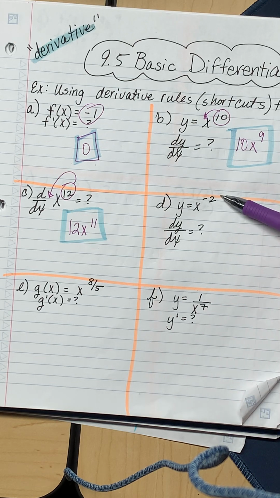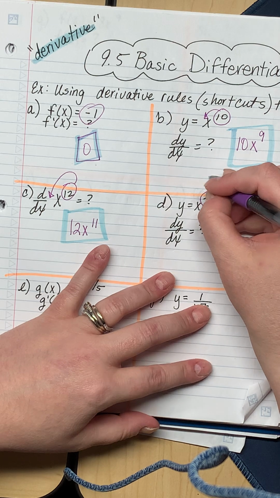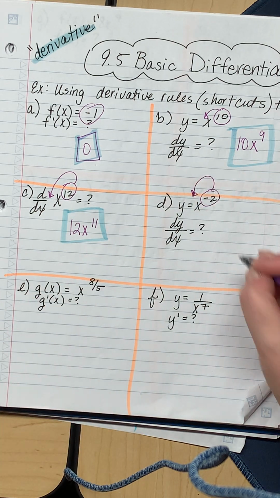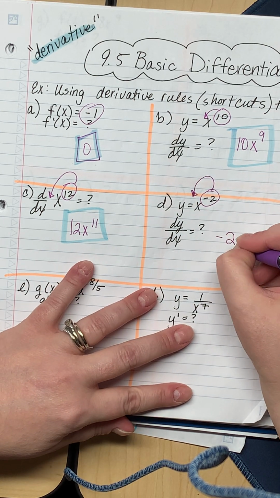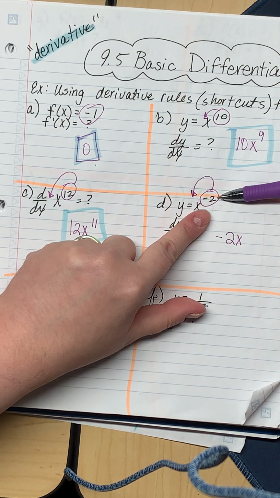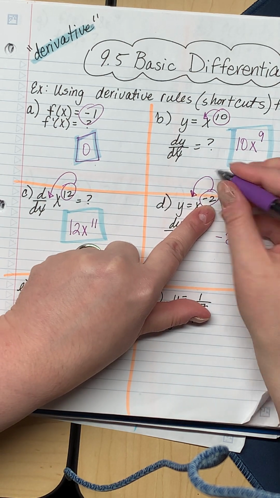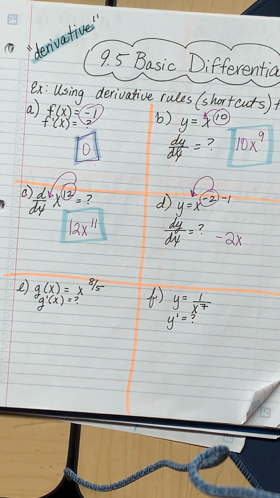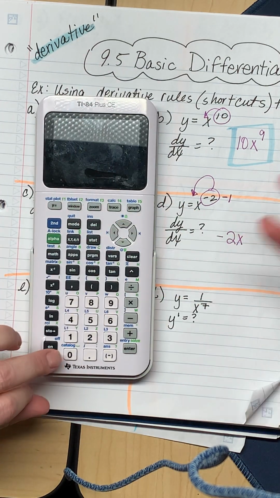Okay, let's look at part D. It says x to the -2. Uh-oh, trickery. Well, first we're going to pull that -2 in front. -2 x to the decrease 1. So we have to take this exponent of -2 and subtract 1. That does not make -1.